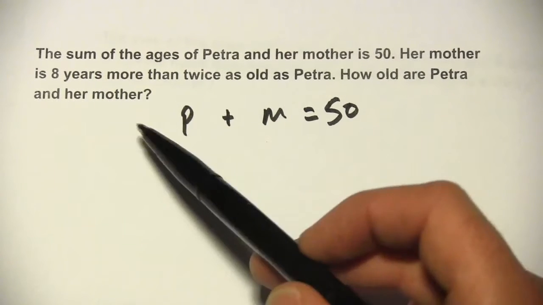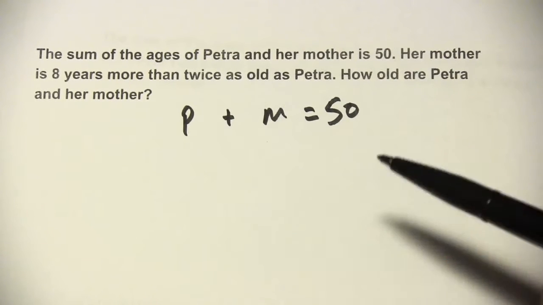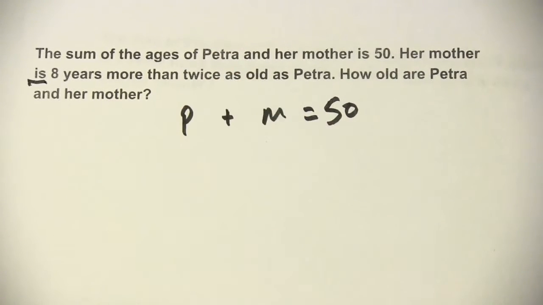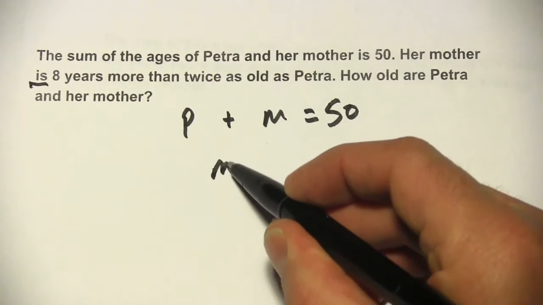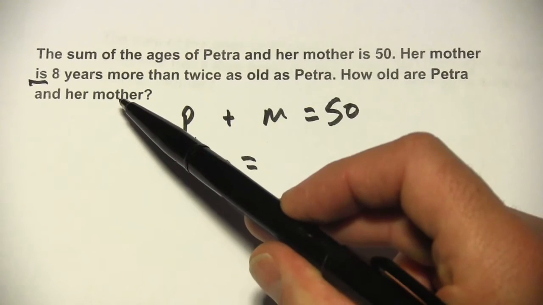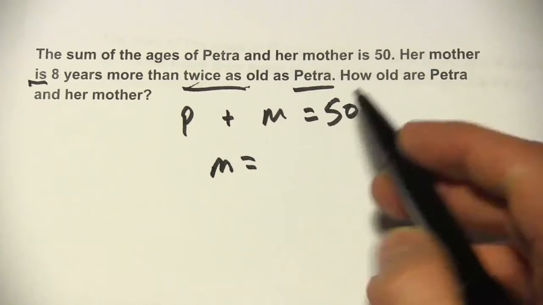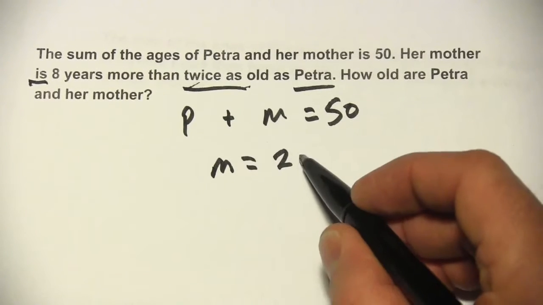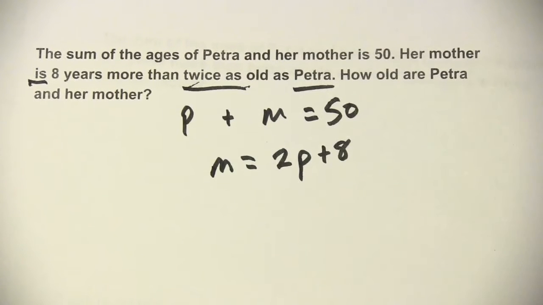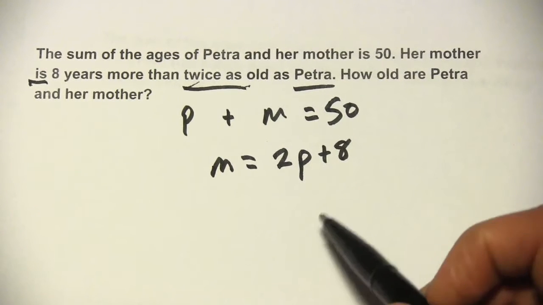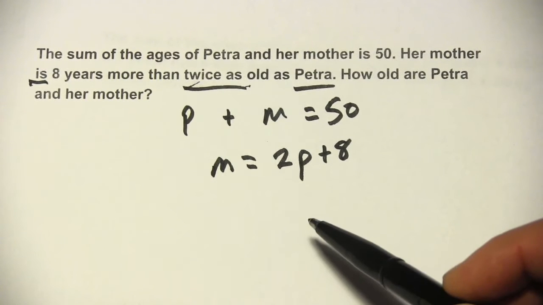Her mother is 8 years more than twice as old as Petra. Okay, we've got to try to sort out that sentence. We have an "is" in there, so that's probably our equal sign. And it says mother is. So mother is 8 years more than twice as old as Petra. Well, twice as old as Petra is just going to be 2 times Petra's age, so 2p. And 8 years more than that, we would just add 8. So there are our two equations, and this looks like it would be a good candidate for using the substitution method.